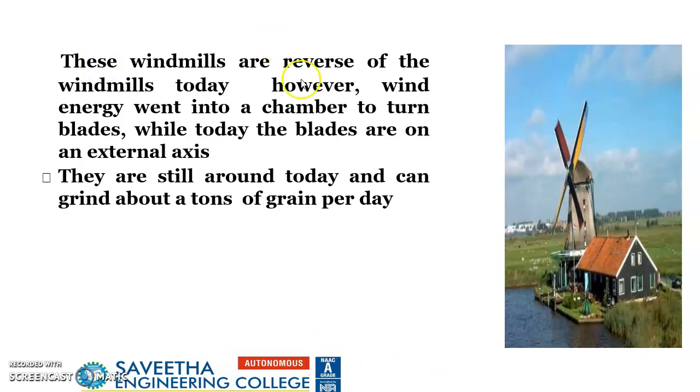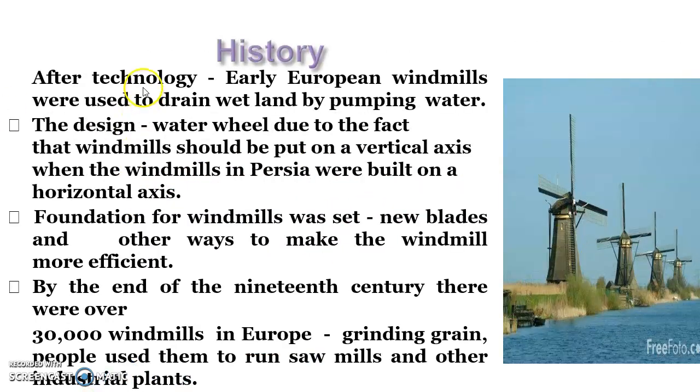Okay, so these windmills are the reverse of the windmills today. Wind energy went into a chamber to turn blades, while today the blades are on the external axis. So they are still around today and can grind about a ton of grain per day. After technology was introduced, early European windmills were used to drain wetland by pumping water. And the design was like water wheels, with windmills put on a vertical axis, while the windmills in Persia were built on a horizontal axis.